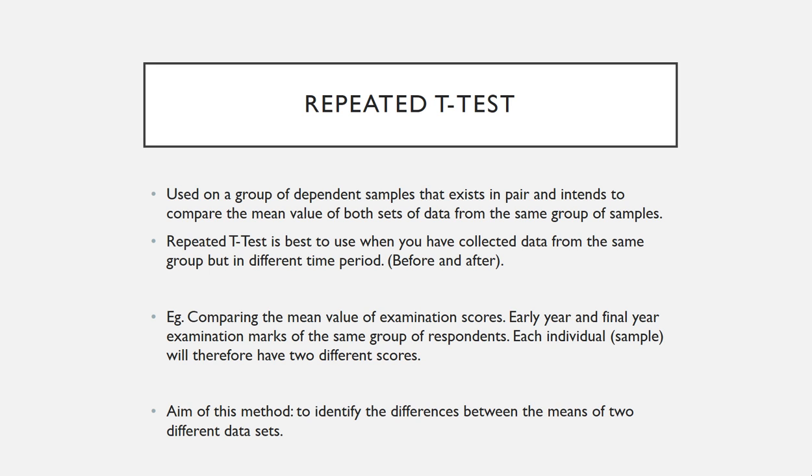But I'm comparing their marks from different semesters, from different exams, but the same person, right? You will therefore have, let's say, for example, 3 different scores, right, if you have 3 different exams. So identify differences between the means of the different data sets.